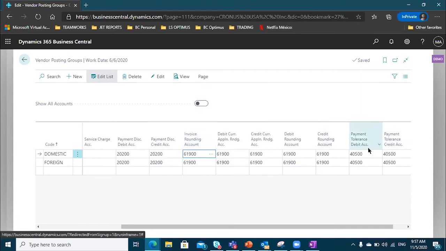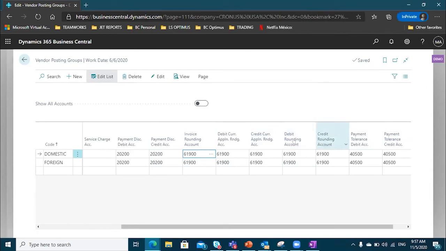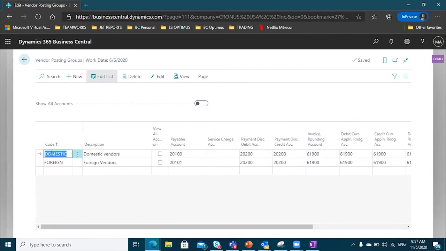We have tolerance for debit and credit, rounding accounts when they apply, and so on, okay? That's why we call them specific. Just tell us which classification you have. This has no combination with other columns. It's just either domestic or foreign, simple as that, and immediately continue to select your GL accounts.